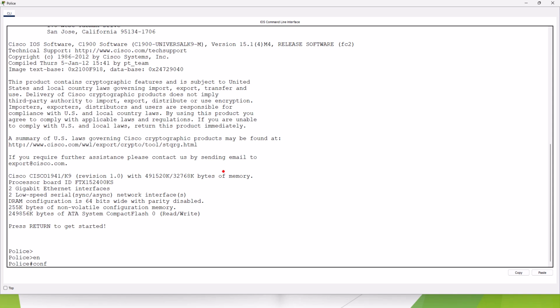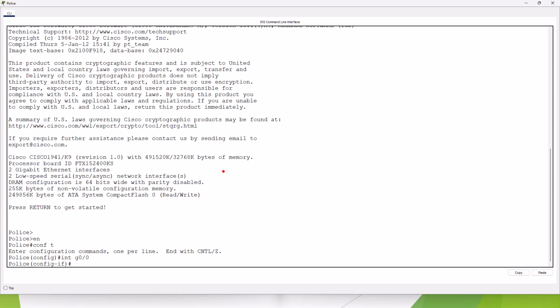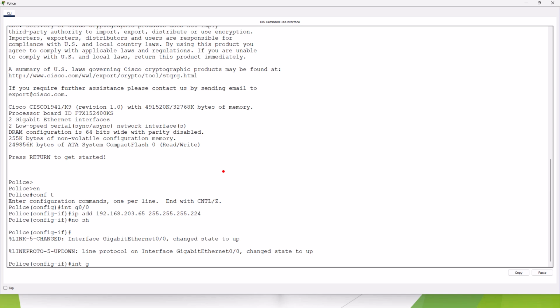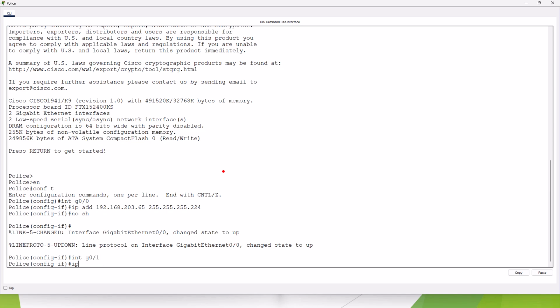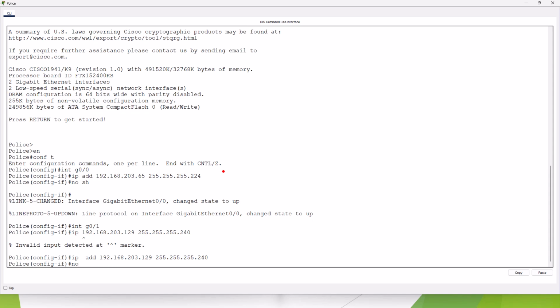So, enable, conf t, interface gig 0/0, IP address 192.168.203.65 255.255.255.224. No shut. Int gig 0/1, IP address 192.168.203.129 255.255.255.240. No shut.